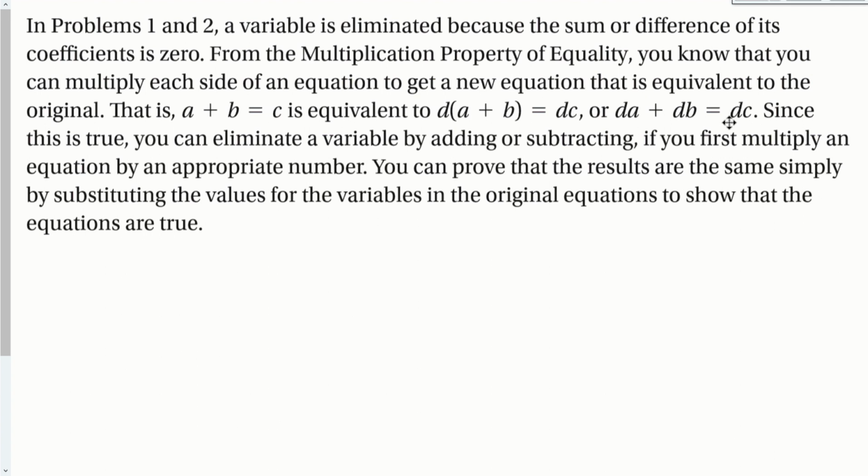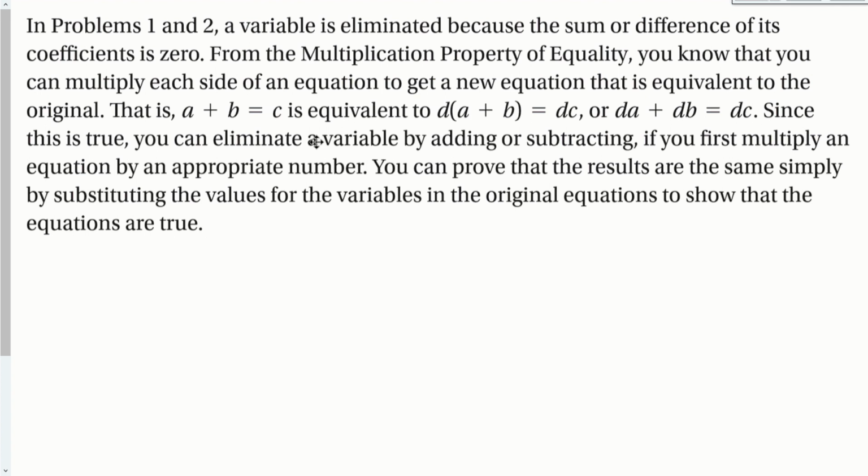So dA plus dB is equal to dC. Since this is true, you can eliminate a variable by adding or subtracting if you first multiply an equation by an appropriate number. You can prove that the results are the same simply by substituting the values for the variables in the original equations to show that the equations are true. So what did all that mean?